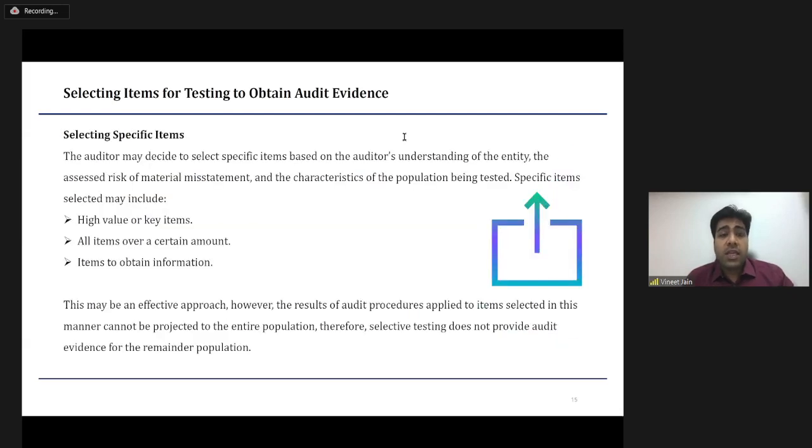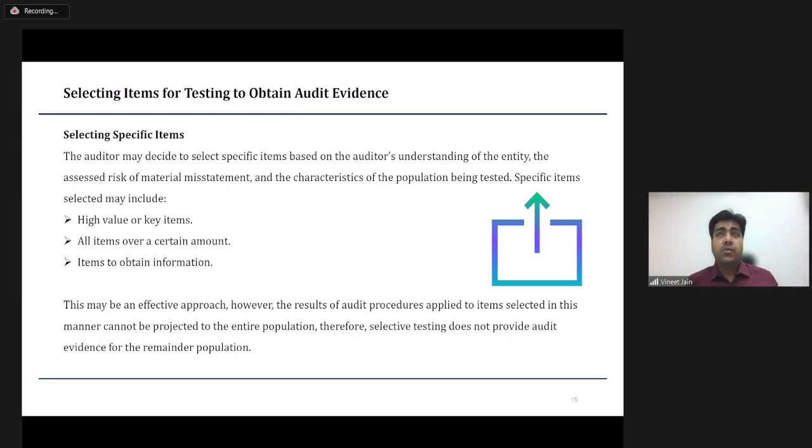The third technique for selecting items for testing to obtain audit evidence is selecting specific items. And there might be situations where the auditor may decide to select specific items based on their understanding of the entity, or based on the assessment of the risk of material misstatements, or based on the nature or characteristics of the population, the auditor may decide a specific set of information to obtain as audit evidence.